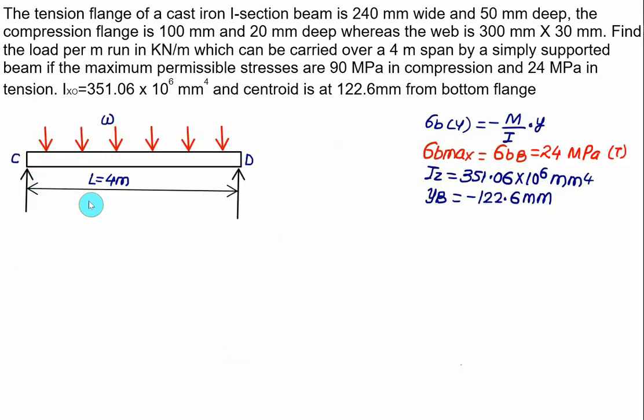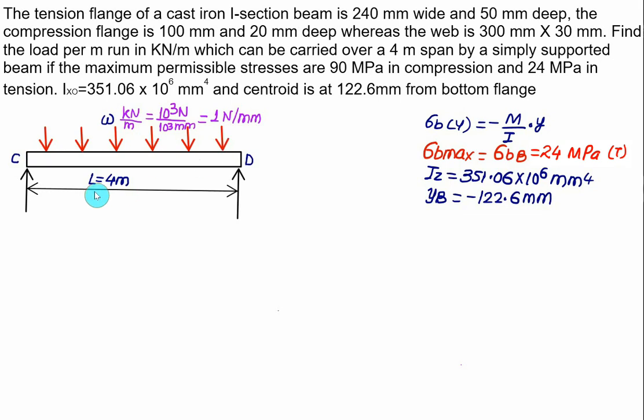So let's consider here a simply supported beam whose span is equal to 4 meter, and we have a UDL whose intensity is equal to W kilonewton per meter. So for 1 kilo we have 10 to the power 3 Newton, and for 1 meter another 10 to the power 3 mm. So it is equal to 1 Newton mm. 1 Newton mm is the same as 1 kilonewton meter.